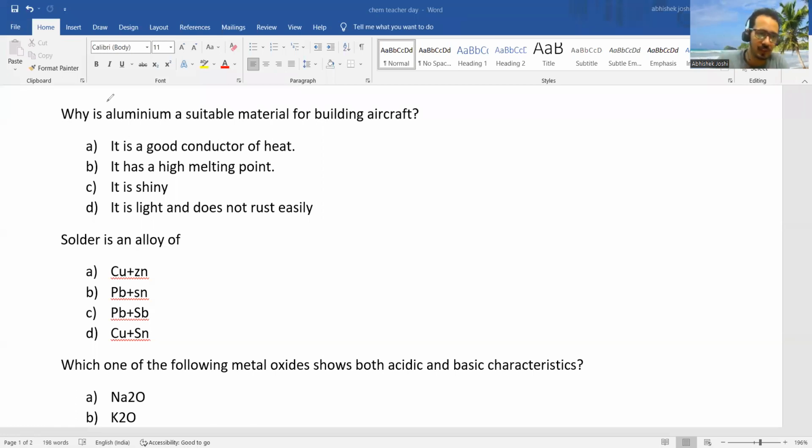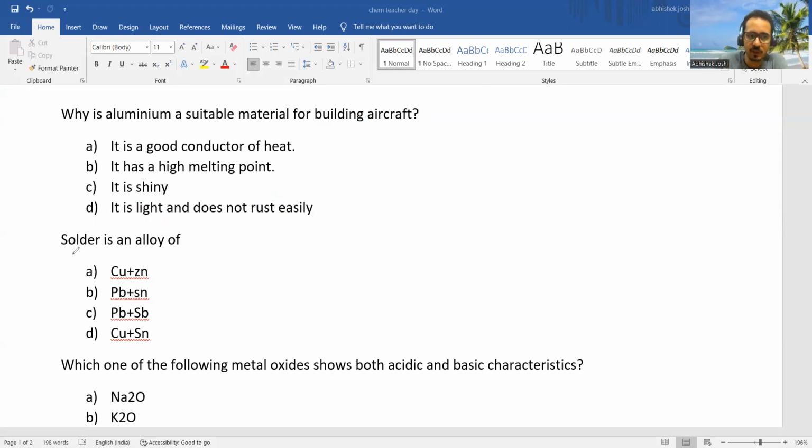So the very first question that we are having here is, why is aluminium a suitable material for building aircraft? In order to make an aircraft, why are we considering aluminium as a suitable material? The four options are: it is a good conductor of heat, it has a high melting point, it is shiny, or it is light and does not rust easily. So guys, the answer would be option D, because it is light and does not rust easily, which is a very important characteristic we need in order to make an aircraft.